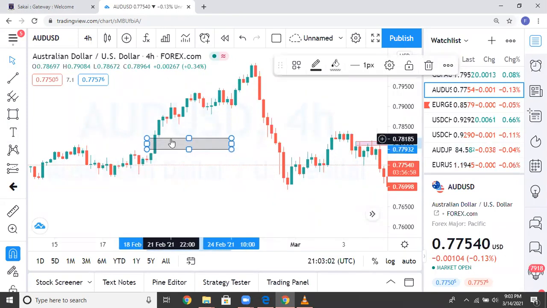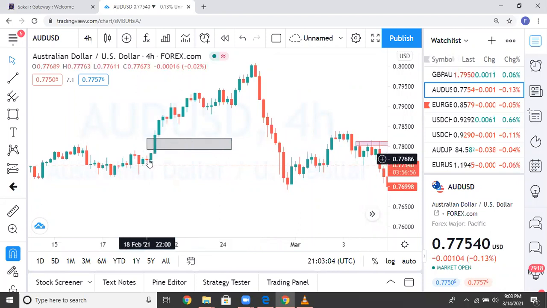Okay, this is the gap. Can you see? Because the wick of the upward candle didn't get close to the wick of the downward candle. That makes it a gap. So that's how to identify fair value gap.